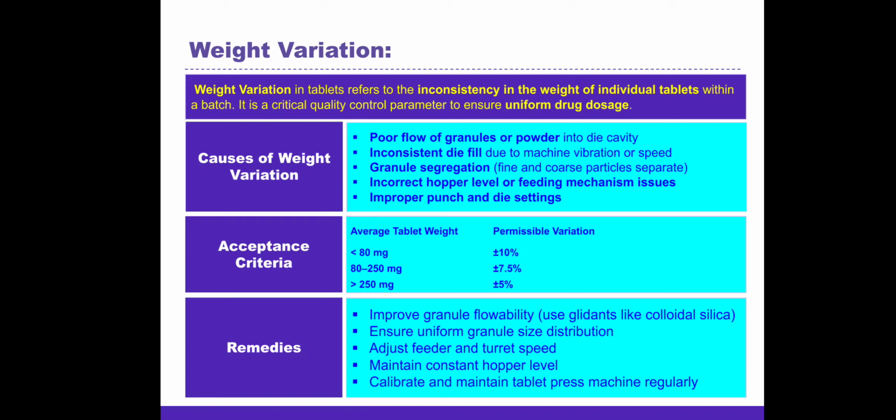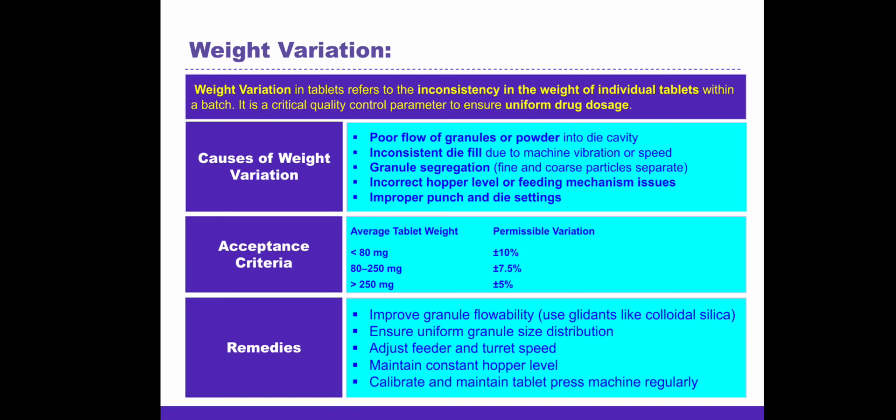If we adjust a feeder in a way that each and every station gets approximately equal amounts of powder or blend, it will avoid a weight variation problem. Then maintain a constant hopper level. We should ensure that the hopper is filled properly to that particular level, so that the flow will be maintained and we will not face a weight variation problem.